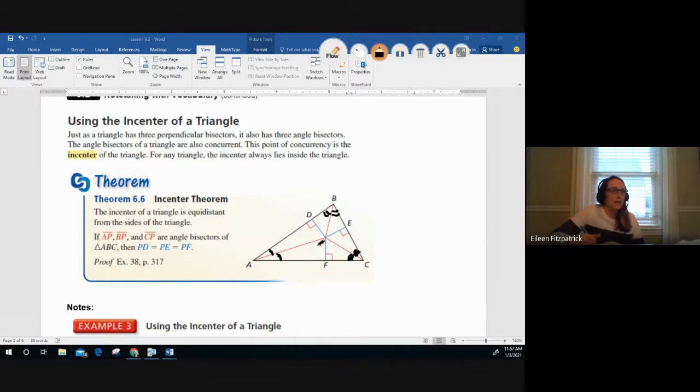All right. It says the incenter of a triangle is equidistant from the sides of the triangle. So if you go from the intersection of your angle bisectors, which is point P, that's your incenter. The incenter is equidistant to the sides. And we draw the distance with a perpendicular segment, but that's just saying that PD is going to be congruent to PE, which is congruent to PF. Okay, so that's what this theorem tells us. So let's keep on moving along.